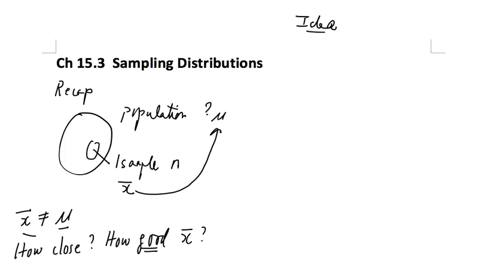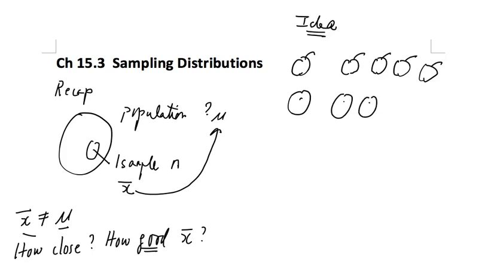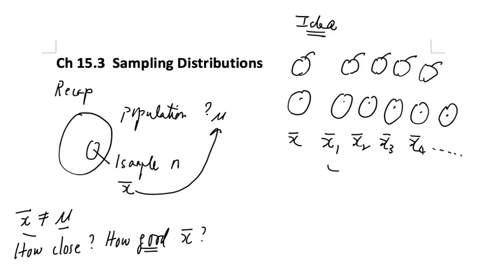So the idea is this. You compare apples with apples. So you have an apple. How good is this apple? Well, you compare your apple to all other apples. You have an orange. How good is this orange? You compare your orange to all other oranges. And now you have a sample mean. How good is this sample mean? You compare your sample mean to all other sample means. Okay. Now what does that mean? Compare your sample mean to all other sample means.